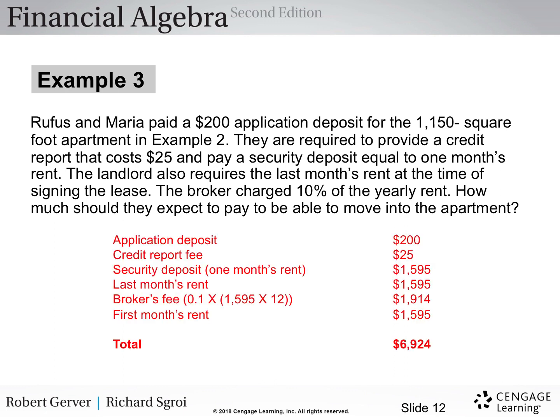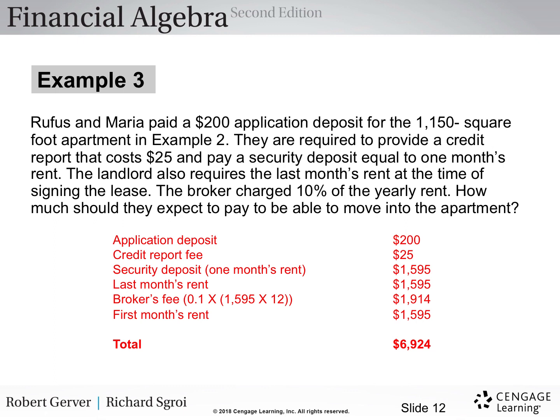Well, let's itemize each of these items. Their application deposit was $200. Their credit report fee was $25. The security deposit, which was equivalent to 1 month's rent, was $15.95. Their last month's rent was also $15.95.